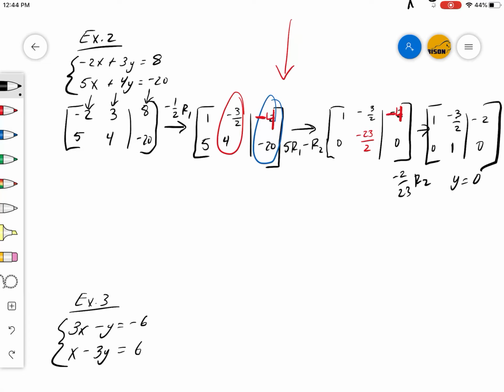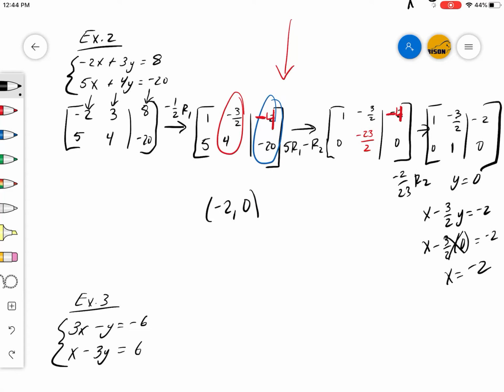Okay, so now let's take the equation for our top line, which would be x minus 3/2 y equals negative 2. Okay, I'm plugging 0 in for y. So that's x minus 3/2 times 0 equals negative 2. This is gone, so x equals negative 2. And I've got my answer.